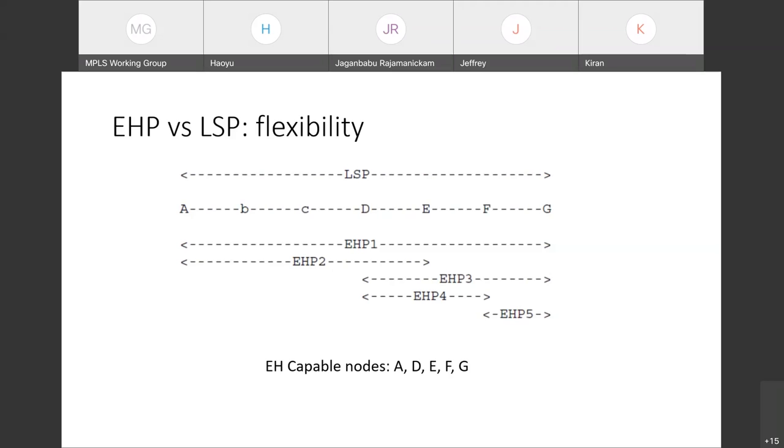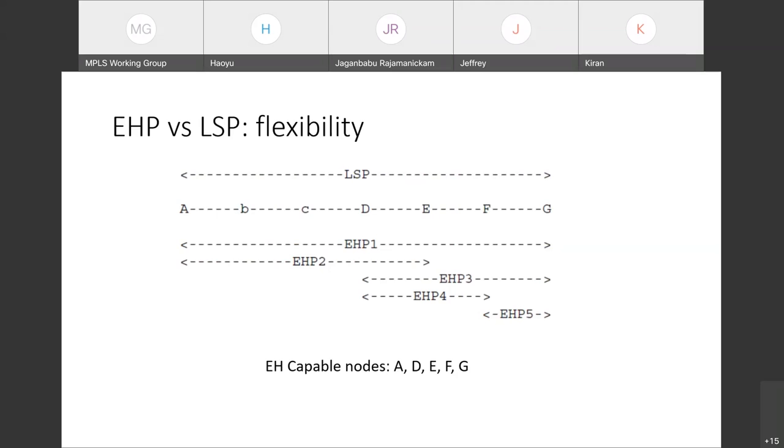It's not clear because the LSP in your figure here is from A to G. When you said the path is ending, I got confused. What do you mean by path? I mean the extension header path. Only when you set up an extension header path can you insert the extension header into this path. So in this figure, every extension header has a path, starting from one node and ending at some other node on this label switched path. At the end of the extension header path, you have to remove that particular extension header.